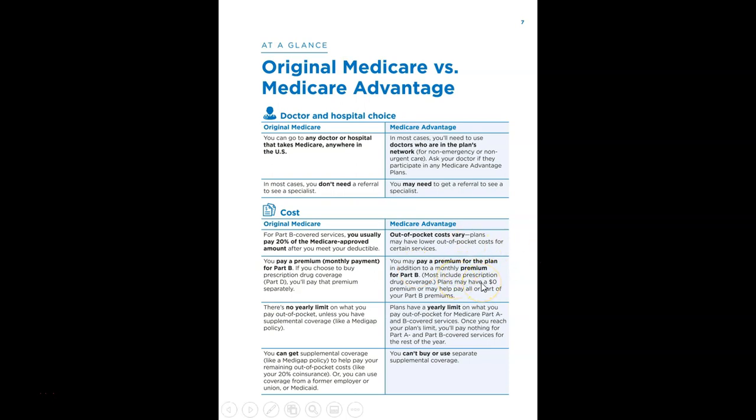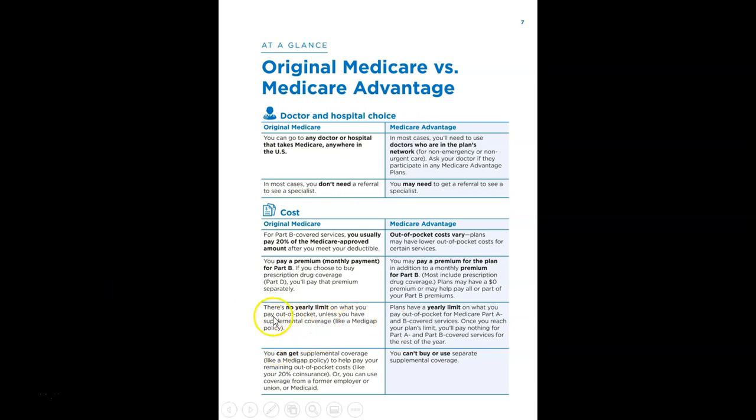You do pay your annual Part B premium as well, which currently is $135 a month. Now, there are some Medicare Advantage plans out there, in certain areas, that will actually pay a portion or all of your Part B premium for you.